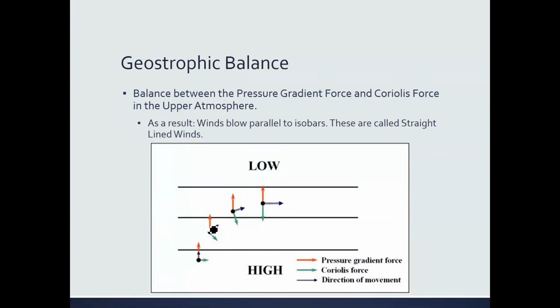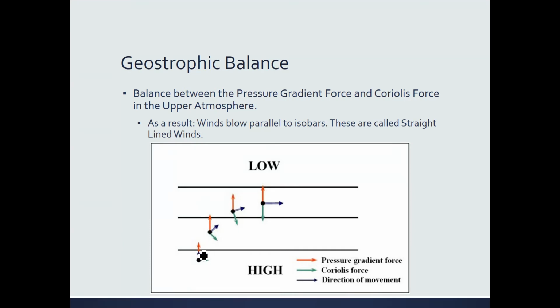So far we've talked about the pressure gradient force and the Coriolis force. Well, in the upper atmosphere, these two forces balance each other out. Here's how this works. Suppose you have a particle of air at rest, and you release it. The pressure gradient force is going to take that particle of air, and it's going to push it from high pressure to low pressure. Now, the pressure gradient force is an acceleration force. So, as the parcel of air is traveling, it's also speeding up.